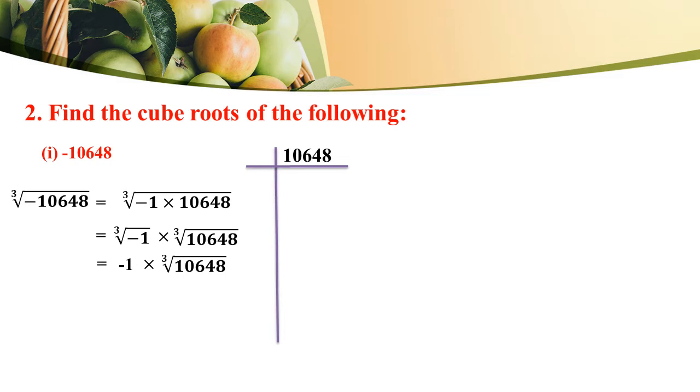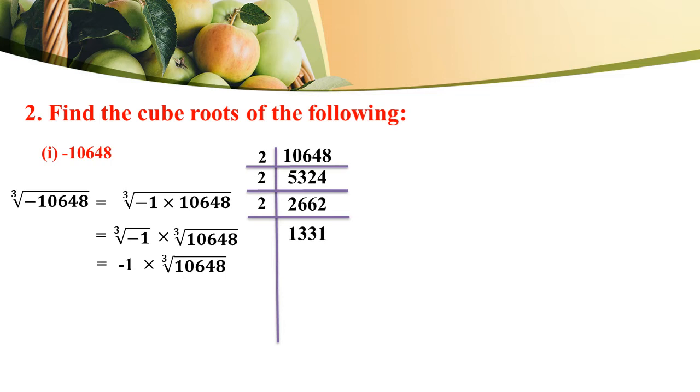Next, we should find the prime factors of 10,648. Here, the number is ending with even, so we can divide by 2. The answer is 5,324. Again, divide by 2. The answer is 2,662. Here also, the number is ending with even, so we can divide by 2. Answer is 1,331. This number is not divisible by 2 because it's ending with odd number.